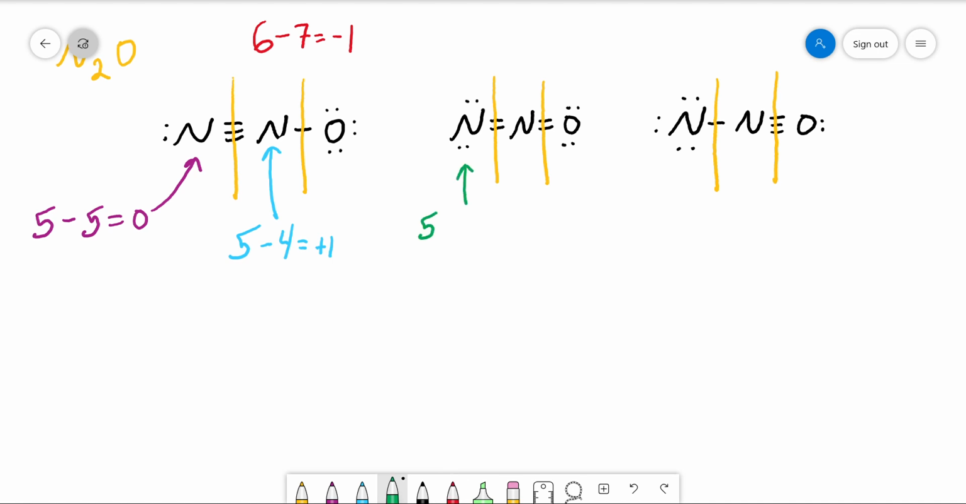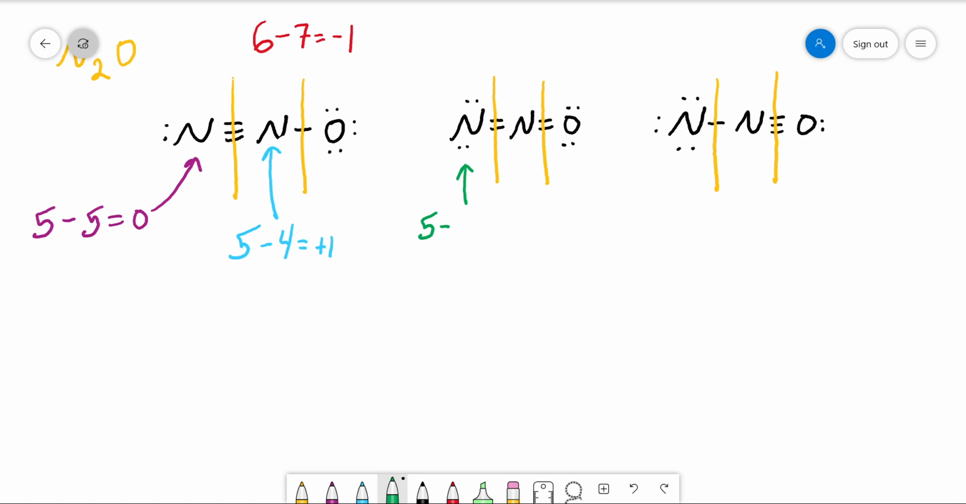Again, nitrogen, 5 valence electrons. Actually, what would be a great idea is if you pause the video, see if you can get the formal charges on the rest of these elements. So go ahead and pause it and then come back and see if you got it correct.